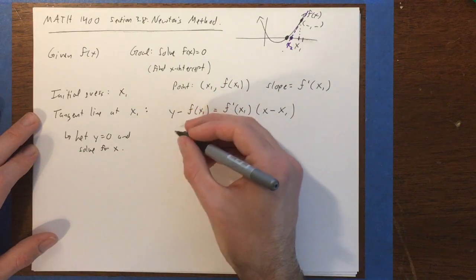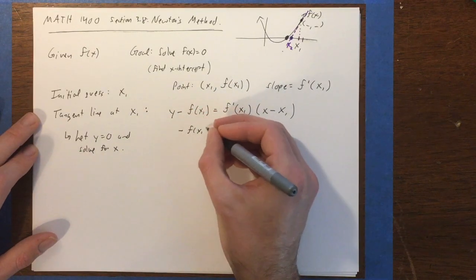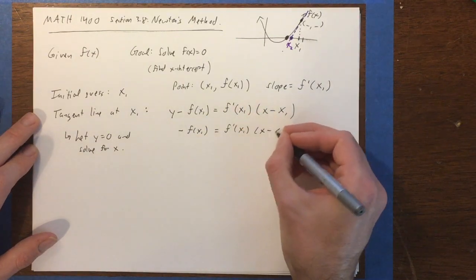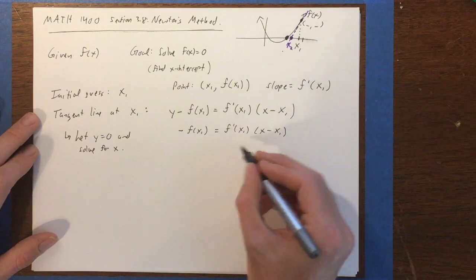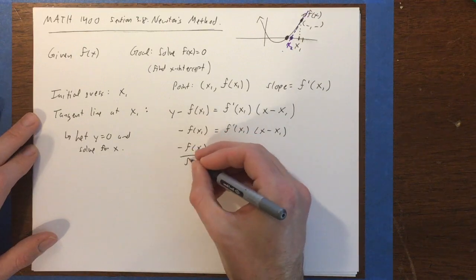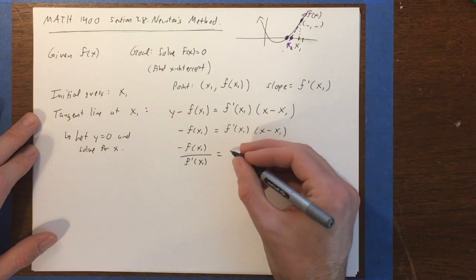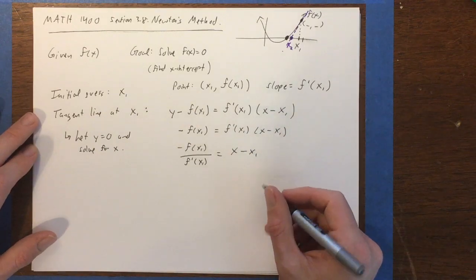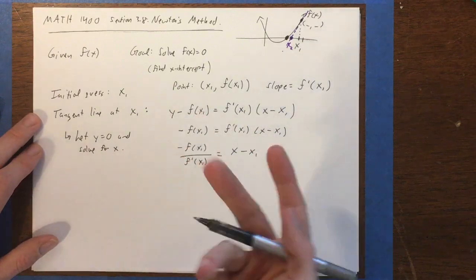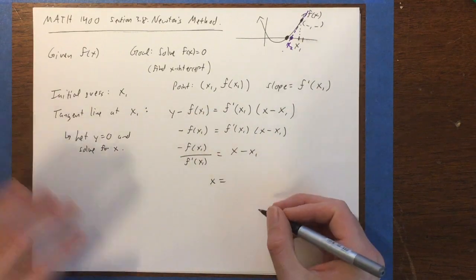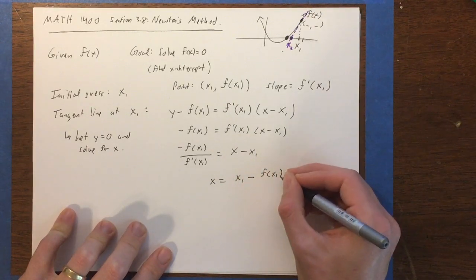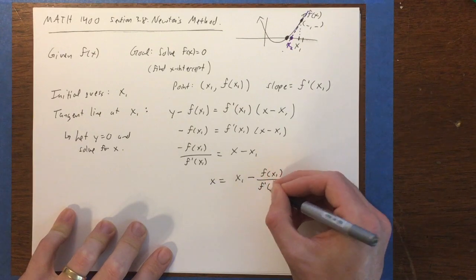So y is 0. We're going to do 0 minus f of x1, so that's just negative f of x1, equals this stuff over here. My goal is to solve for x, so let's divide both sides by f prime of x1. Negative f of x1 divided by f prime of x1. Then f prime of x1 cancels out on the right, so we just have x minus x1. Then you can add x1 to both sides. I'm going to swap the left and right sides of the equation. It's going to give us x equals x1 minus f of x1 over f prime of x1.